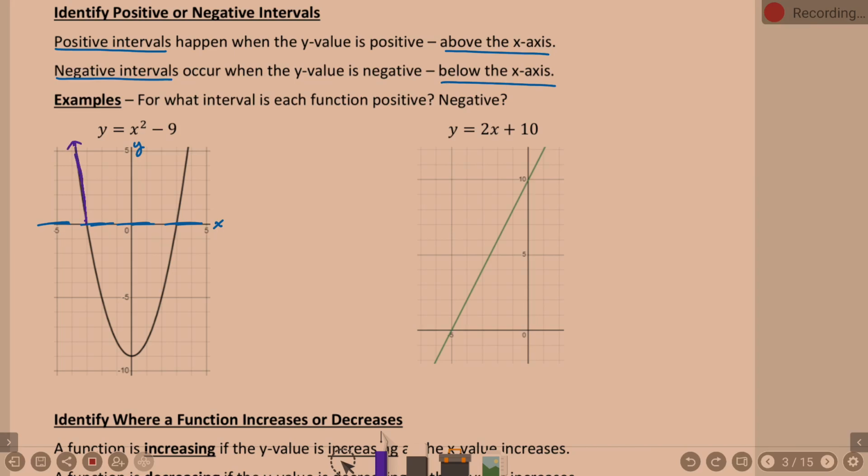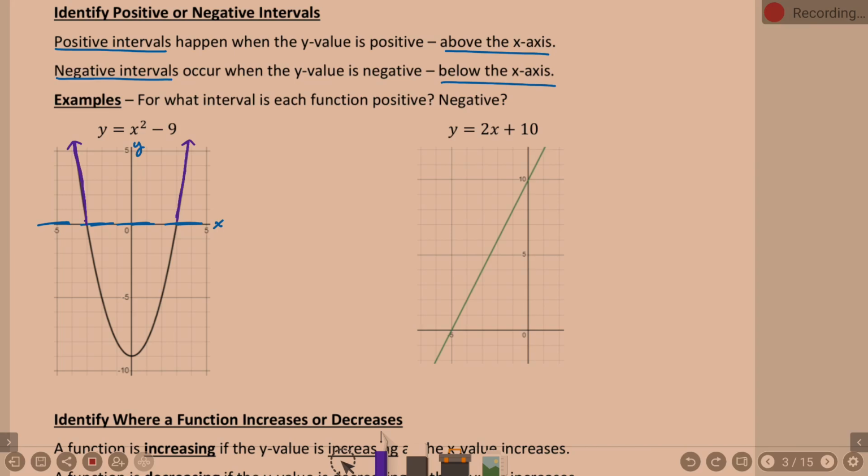We've got a portion over there that's above the x-axis. And is that the only portion above the x-axis? No. You got a portion over here that's above the x-axis. So those are going to represent, we're going to talk about how to explain or how to state those answers, but those are going to be my positive intervals.